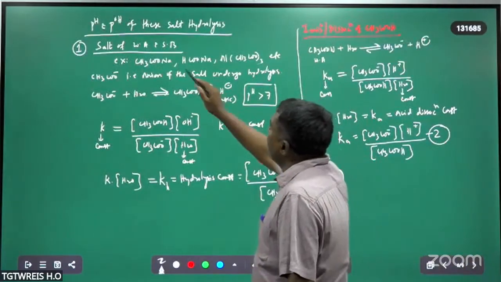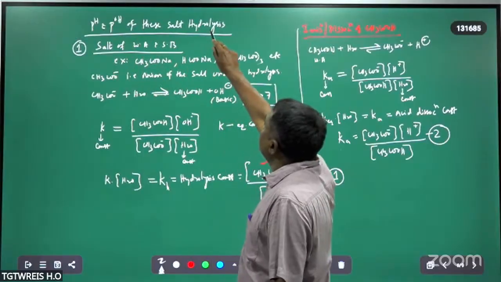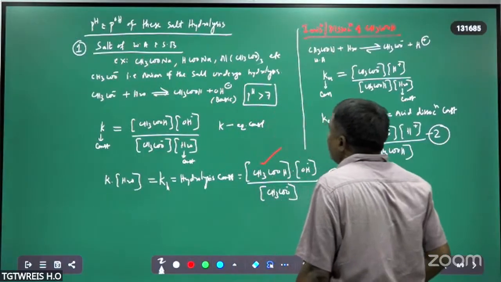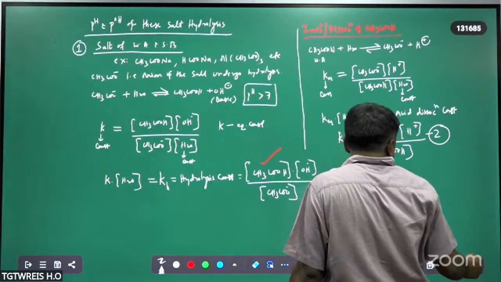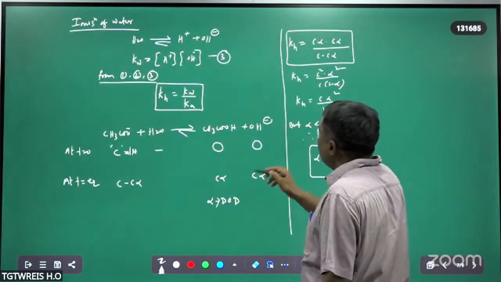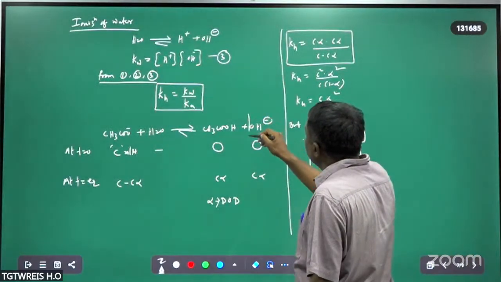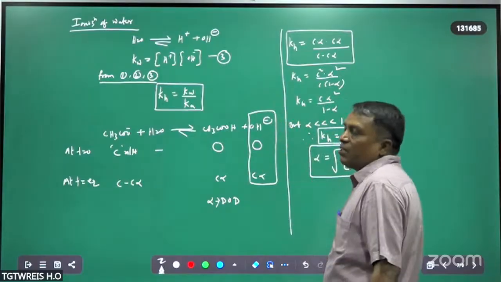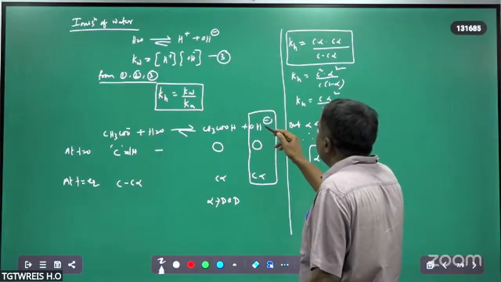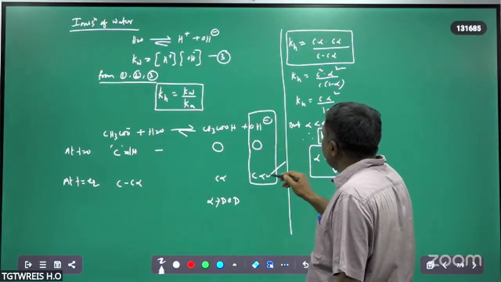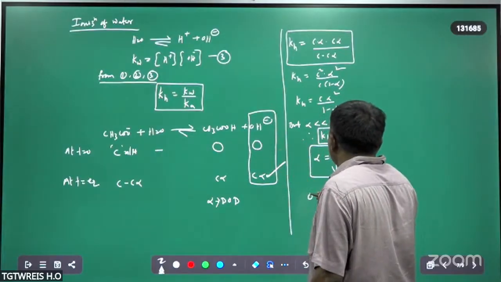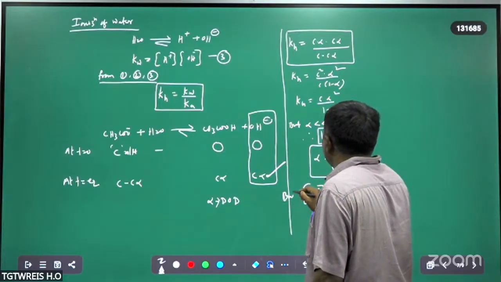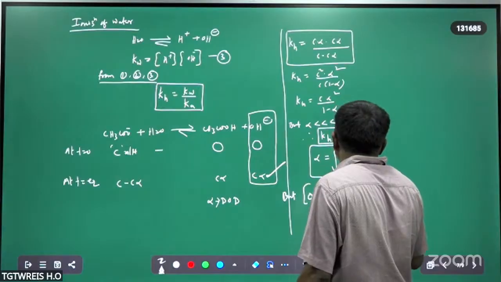This is the pH and pOH of these salt hydrolysis solutions. In order to calculate the pH, this is the basic solution now. Basic means OH minus ion concentration is there in the solution. So OH minus ion concentration is equal to C alpha.